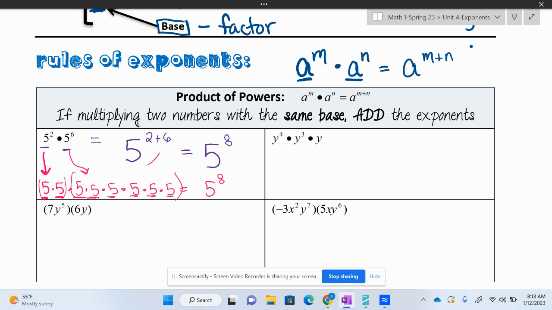So this method right here, that's the shortcut, right? Does that make sense? Okay. So thinking about that, if I were to expand this one, that would be y times y times y times y, times y 3 times, right? Y times y times y. When I use that rule, I just have 4 plus 3.